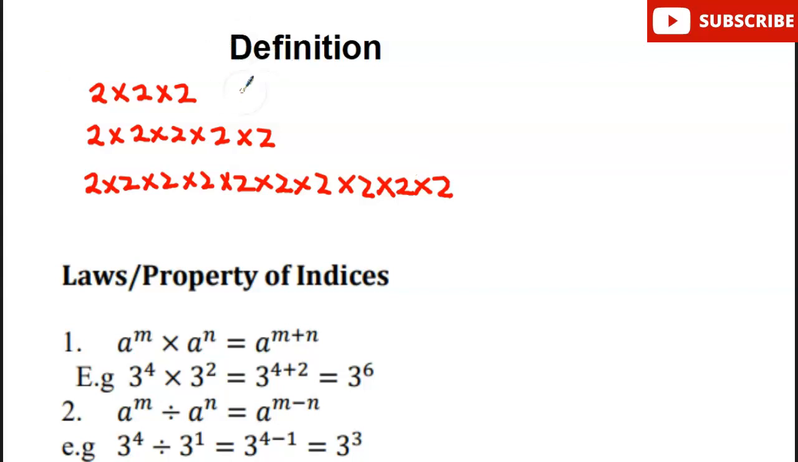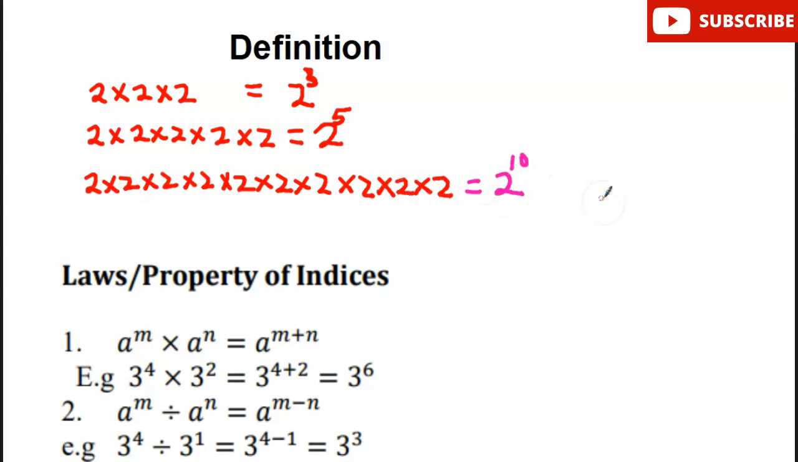In the first case, if 2 is multiplying itself 3 times, we can write 2 to the power 3. So this 3 here indicates the number of times 2 is multiplying itself. Now the second one, 2 is multiplying itself 5 times. So we can write it as 2 to the power 5. So this 5 here indicates the number of times 2 is multiplying itself. And the last one, instead of writing this long thing, you can write it as 2 to the power 10.